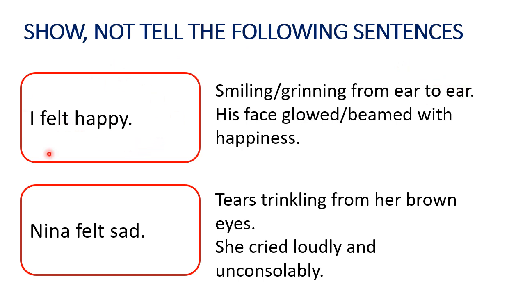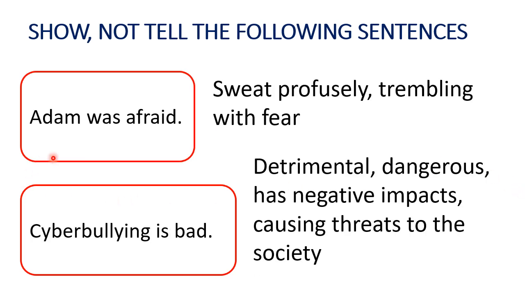I felt happy. If you want to describe, oh, I felt so happy, you can use this example. If you're talking about someone who's very sad, Nina felt sad. So you can use this word: tears trickling from her brown eyes. She cried loudly and unconsolably. That means tak boleh pujuk. Pujuk-pujuk pun tak nak. Macam itulah. Okay. Adam was afraid. So this is how you want to use it. Talking about cyberbullying, you can use this word: detrimental. Dangerous. Causing threats to the society. So these are some words you can use.